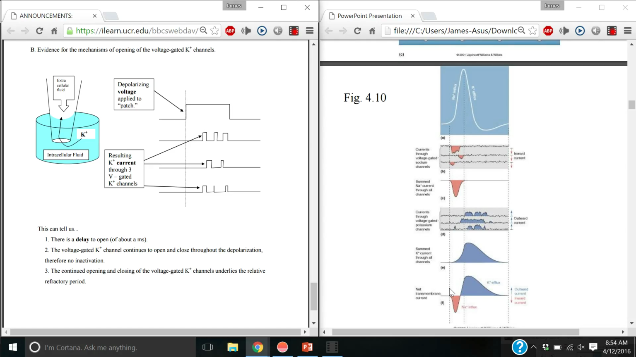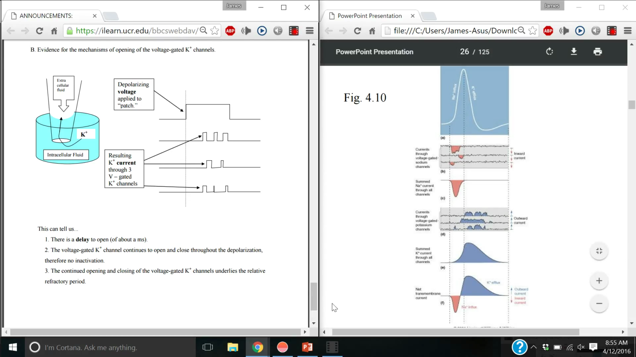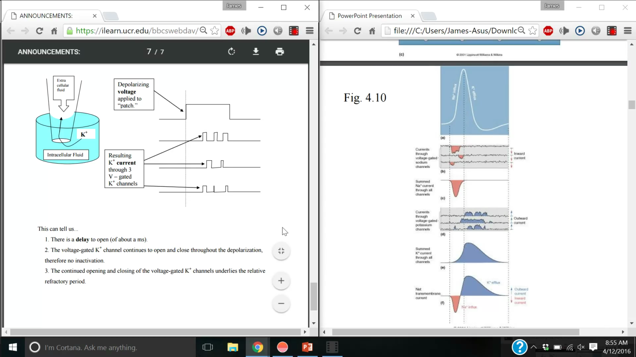Not simple stuff. Why do the channels open and close repeatedly? That's just a characteristic that they have. Depolarization produces a force on them. Now they could stay open constantly, but they don't. Why they pop open and close, that part I don't really know. I can't answer that question in detail. Questions?